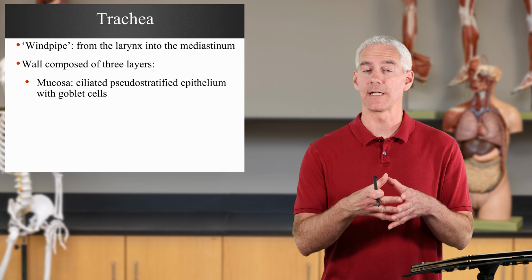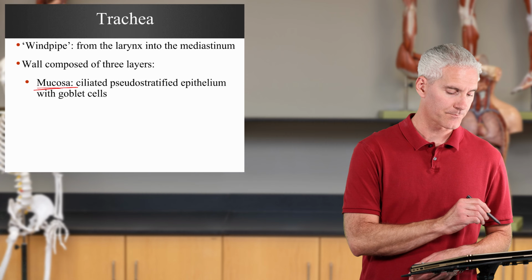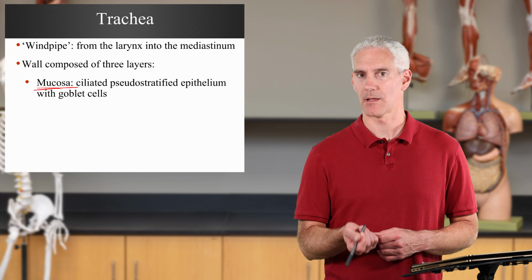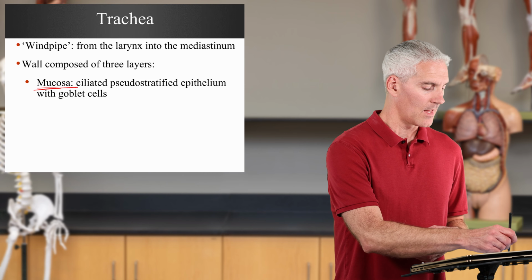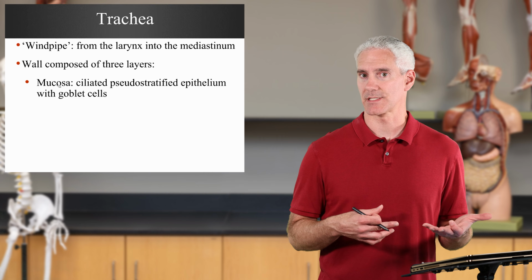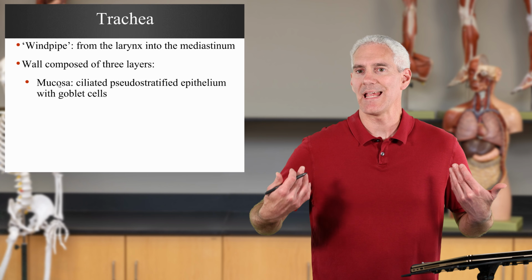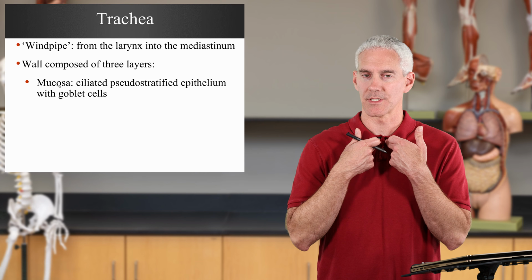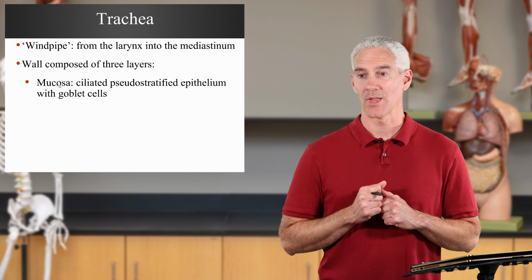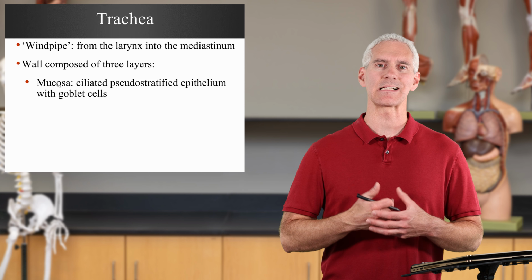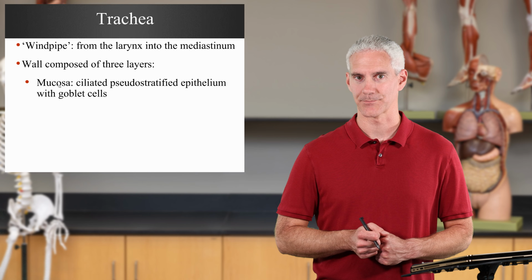The most internal layer is known as the mucosa. The mucosa is ciliated pseudostratified columnar epithelium. Now, they do have goblet cells because the goblet cells produce mucus. That mucus is going to go into the trachea and be propelled upwards towards your throat, helping to trap debris and particles, basically keep the lungs as clean as possible.